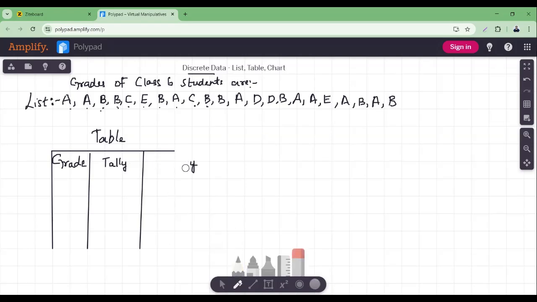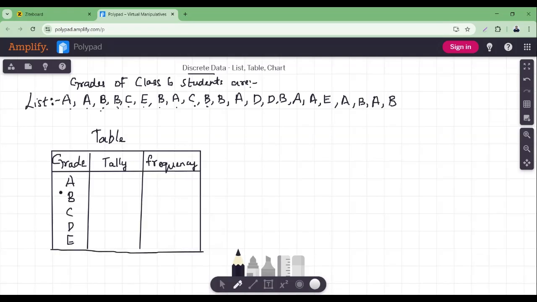Frequency means how frequently we have got that particular data point. The data points here are A, B, C, D, E, and these are all the possible grades. Now I am going to tabulate. As soon as I see an A here, I put one line here. Then, A again, one more line. This is a B, so I put one line here.